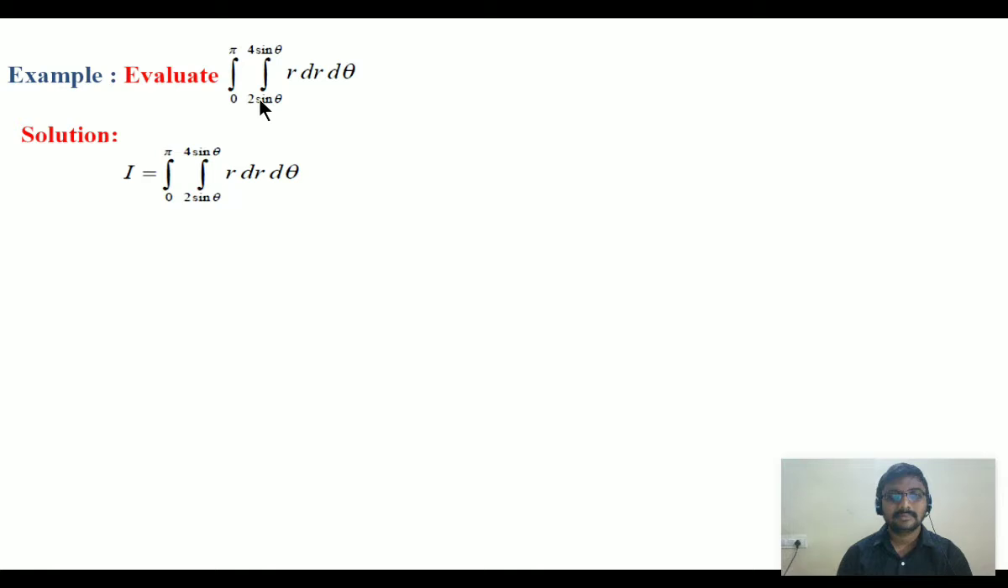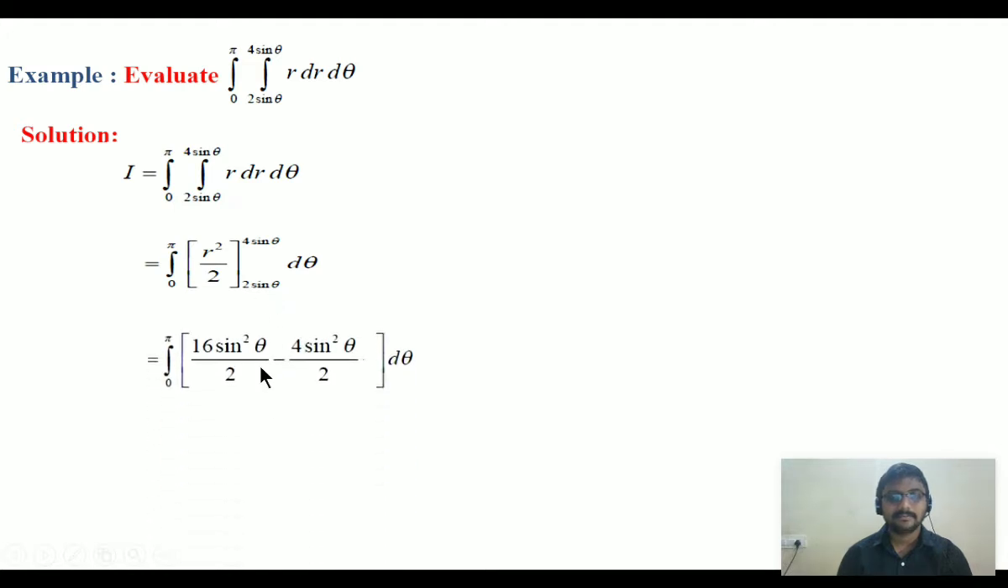Solution: let the given integral be I. While integrating with respect to r, we have to keep theta as constant, but in the integrand function there are no theta terms. The r integration is r square by 2. Substituting the upper limit 4 sine theta and the lower limit 2 sine theta, that is 16 sine square theta by 2 minus 4 sine square theta by 2, upper limit minus lower limit.